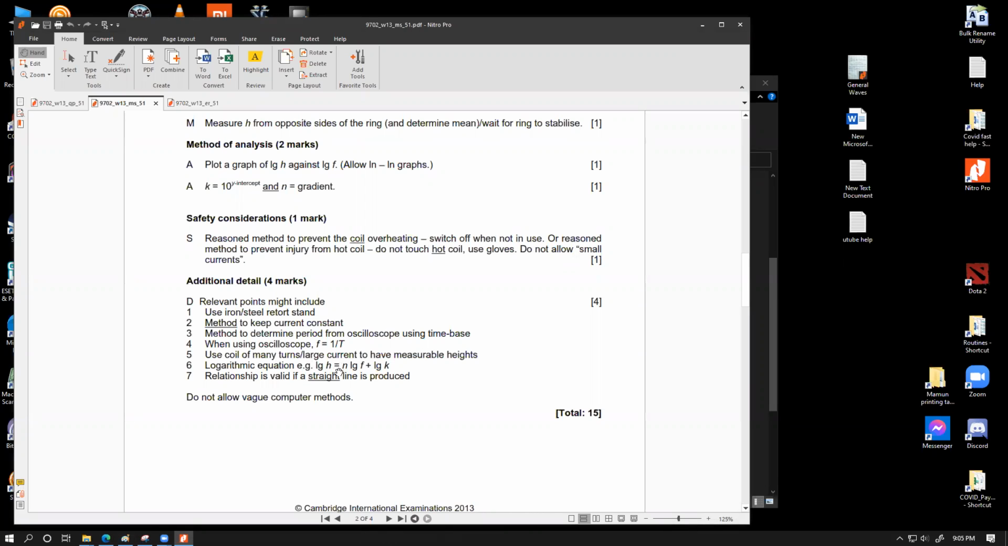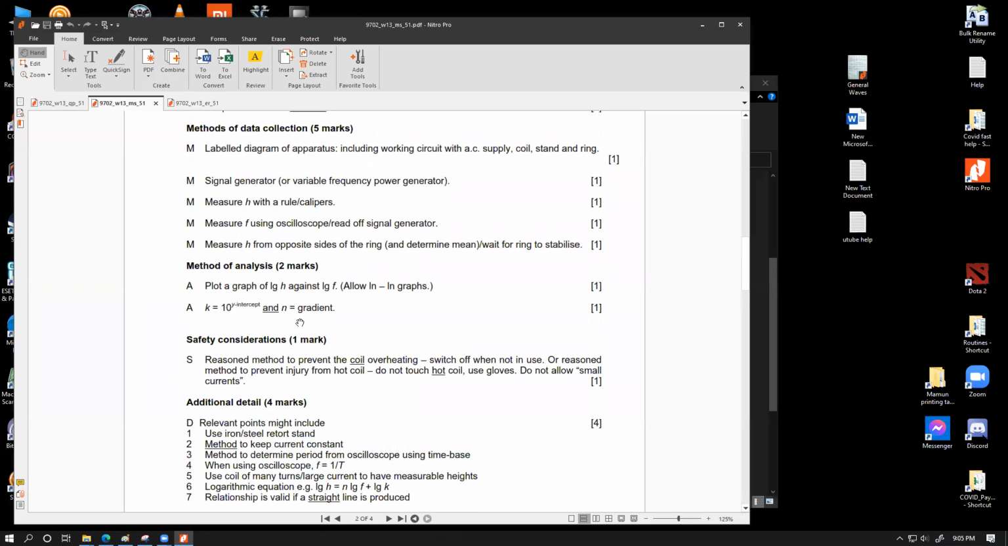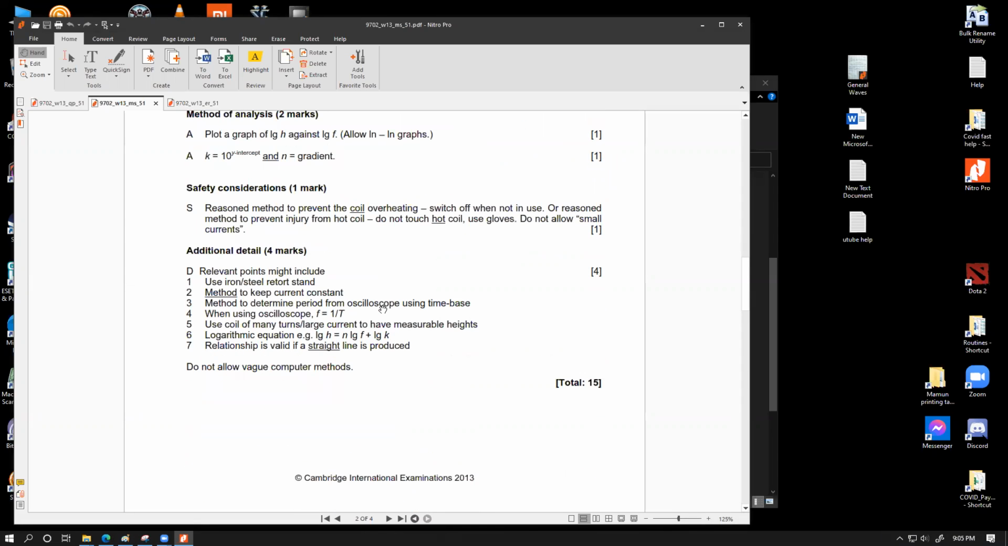Logarithmic equation example: log h equals, so this conversion shown in your figure or in your writing scores you 1 additional mark. This is valid if a straight line is produced. They have only mentioned that a straight line is produced, but I highly recommend that you mention that this is a straight line that doesn't pass through the origin. Did they mention this over here? No, they did not. But you should mention that the relationship is valid if we obtain a straight line that does not pass through the origin. That's important.